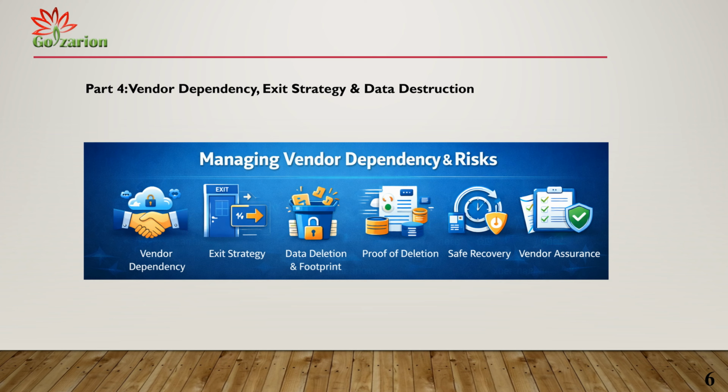This part covers 6 main areas. 1. Vendor dependency. 2. Exit strategy. 3. Data deletion and footprint. 4. Proof of deletion. 5. Safe recovery. And finally, vendor assurance.